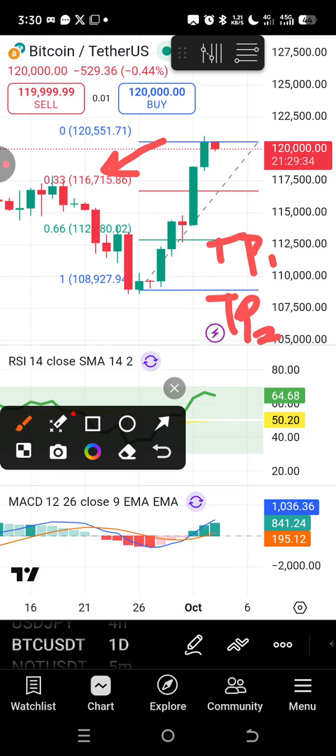You see, very clear. And this becomes my stop loss. So I will execute a sell order at 116715. This is my sell order. I will put my stop loss at 120,551.71 and then take my first profit at 112180 or in between. Remember, I told you a smart trader will take profit in between support and resistance.